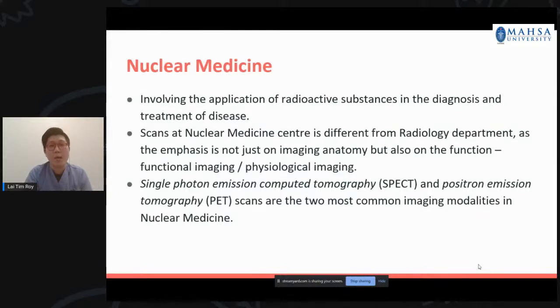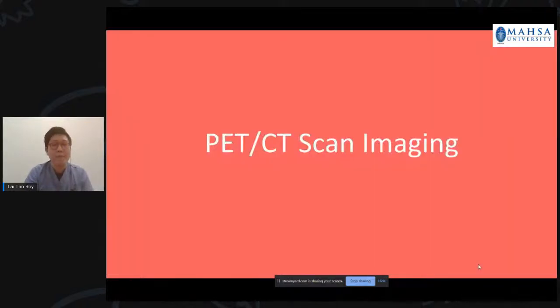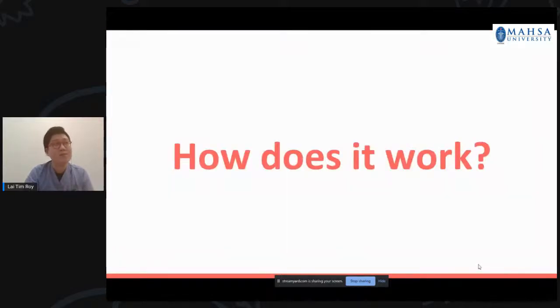So basically, the radiographer in nuclear medicine operates two machines here. One is single photon emission computed tomography, which is SPECT, and the other is positron emission tomography, which is PET. So SPECT CT and PET CT scans are the two most common imaging modalities in nuclear medicine. Today we will focus more on PET CT scan imaging. If there's an opportunity in future, I would like to share more about SPECT CT as well. How does this PET CT scan work?